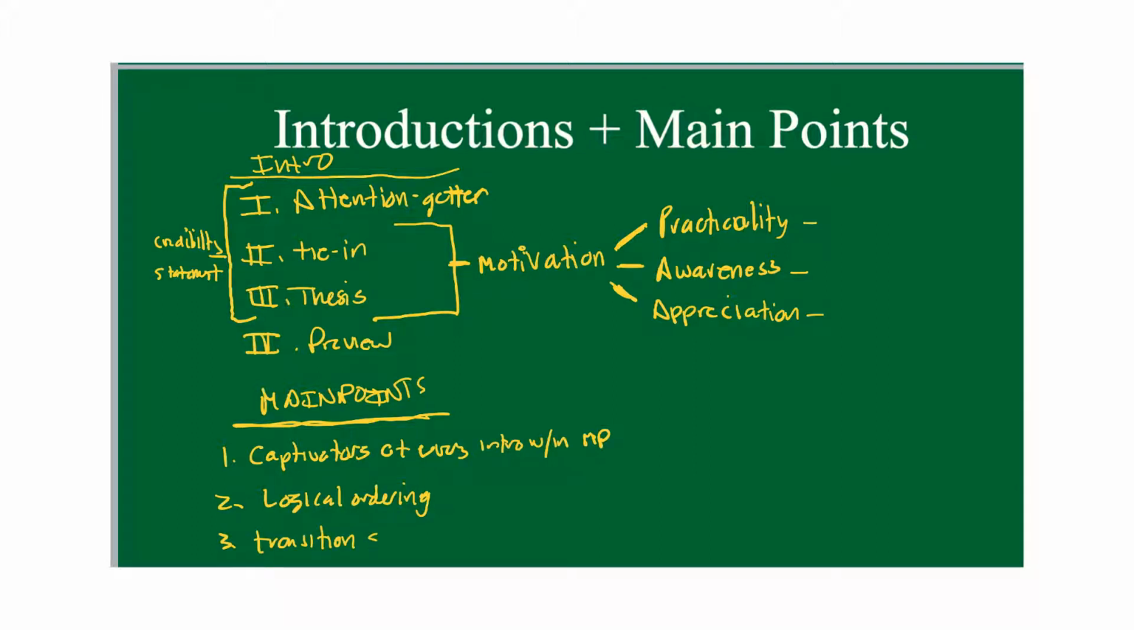We don't want choppy informative speeches that just go all over the place. So you've got to have transitions, good logical ordering, and captivators. If you don't have captivators, you're going to lose us in the middle of the speech. An attention getter, remember, only gets your attention for about 30 seconds to a minute, and then you've got to reset. So then a captivator has to come into play.